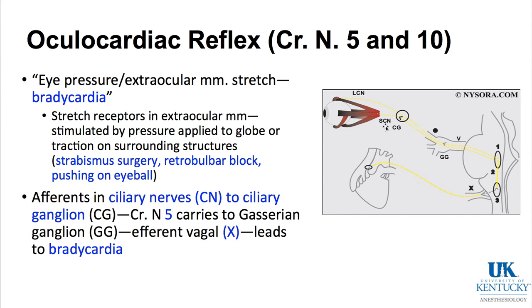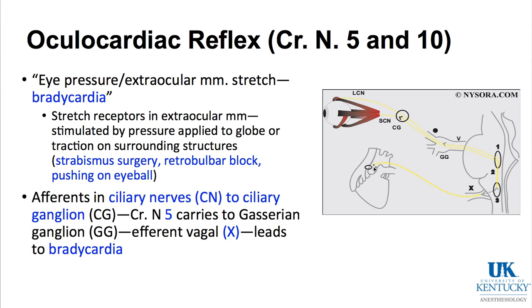the ciliary nerves to the ciliary ganglion, which is represented as CG here, and then to the Gasserian ganglion, which is represented as GG, through the trigeminal nerve to the brainstem, and then back to the heart via the vagus nerve, slowing the heart rate. And in strabismus surgery, it's not uncommon when the surgeons first start to operate and they're stretching the muscles of the eye to see bradycardia.